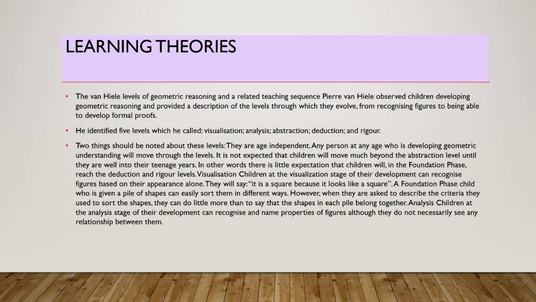Foundation phase children who are given a pile of shapes can easily sort them in different ways. However, when asked to describe the criteria they used to sort the shapes, they can do little more than say the shapes in each pile belong together. So we look at the analysis of children. At this stage, children analyze and can recognize and name the properties of the figures: this has edges, this is round, this has an area. So they're able to see the relationships between them.